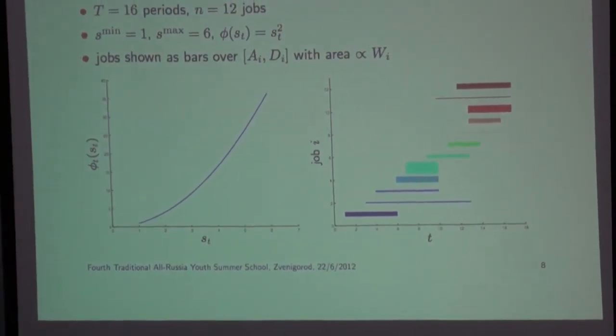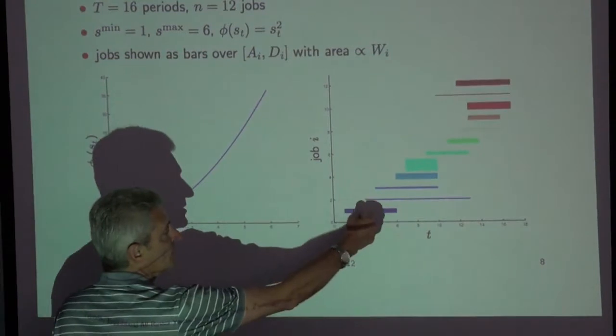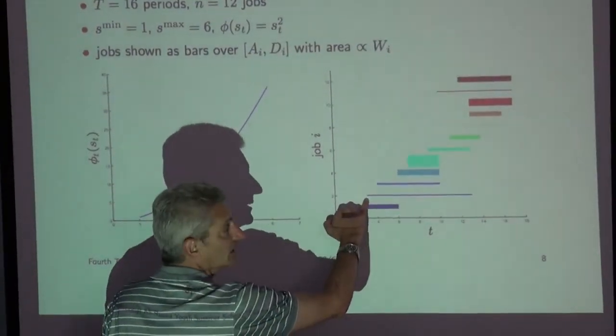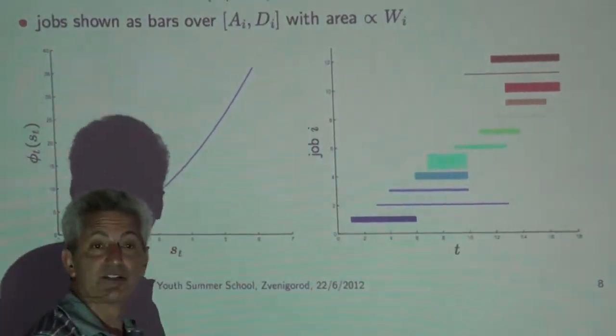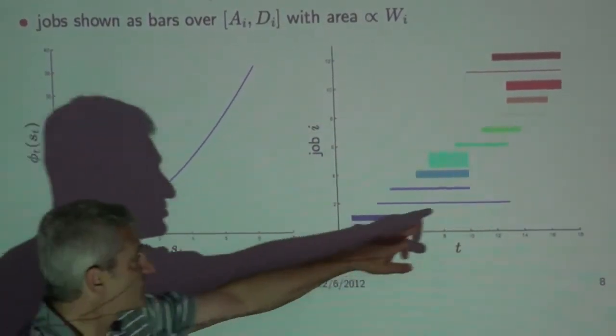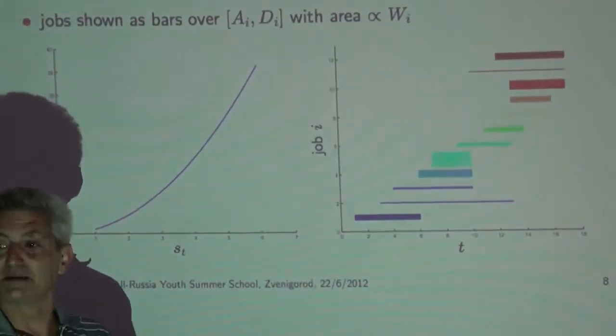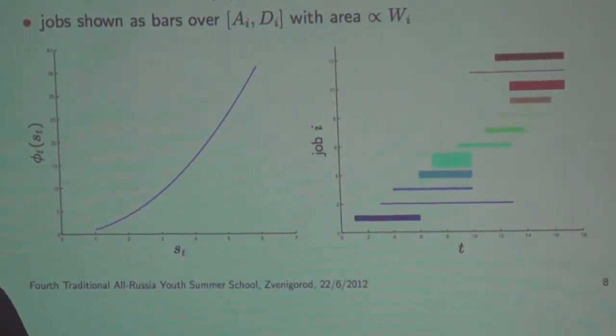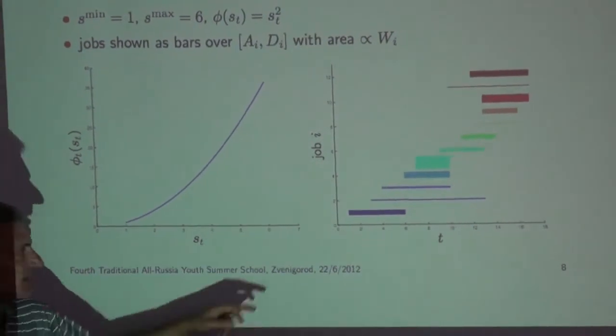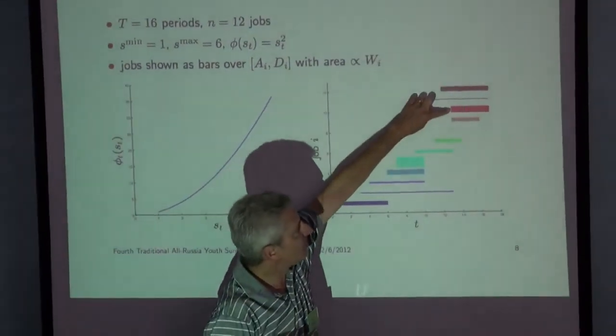And the idea here is that the width shows you it's available here, and it finishes there. That's the deadline. And the area of it is the total amount of work to be done. So this job, for example, it's a simple one. You've got very loose timing requirements, very little work to be done. So this is about the easiest job. That would be a tough one.